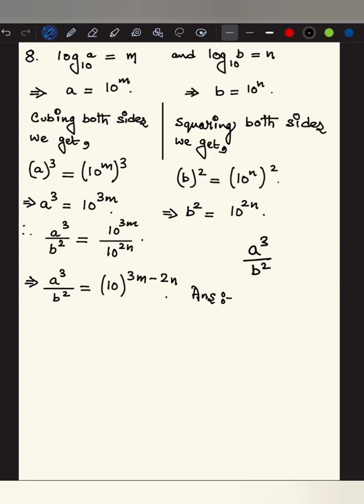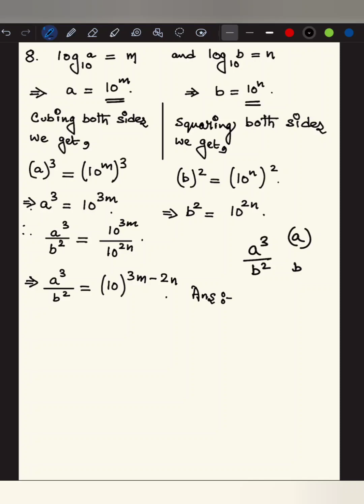So first of all, we know the value of a, that is equals to 10 to the power m, right? And we know the value of b, that is equals to 10 to the power n. So first of all we need to find out the value of a cube. For that we have to cube both sides of this. So that is what I have done. Cubing both sides, we get a whole cube is equals to 10 to the power m whole cube.